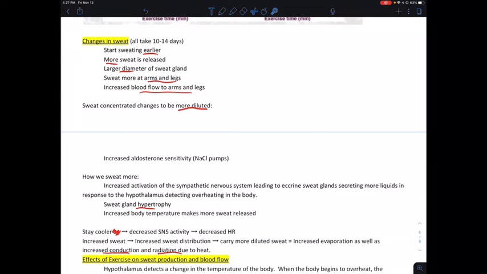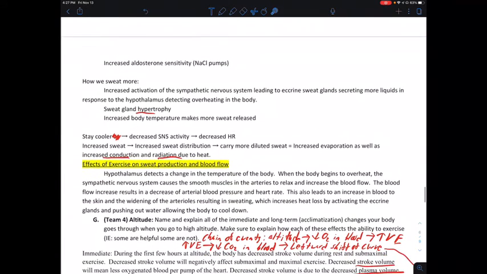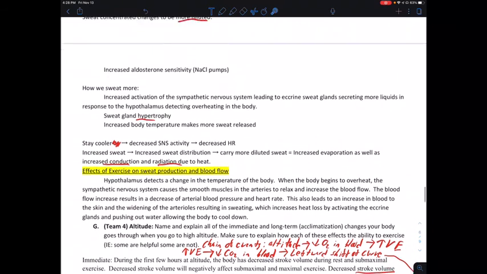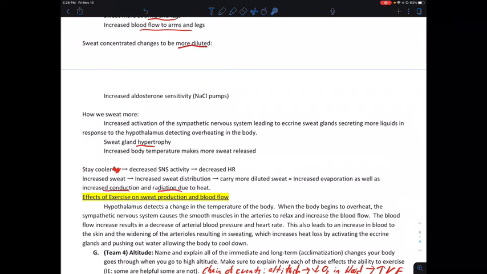Okay, part of the reason how we sweat more is our sweat glands hypertrophy, a larger diameter of sweat glands. And part of the reason that our sweat is more dilute is because of that increased aldosterone sensitivity, which stimulates the sodium chloride pumps, which pulls the salt back from the sweat as it's passing through the gland. Also, the sympathetic nervous system activation will cause us to sweat more. And we already talked about the sweat gland hypertrophy.